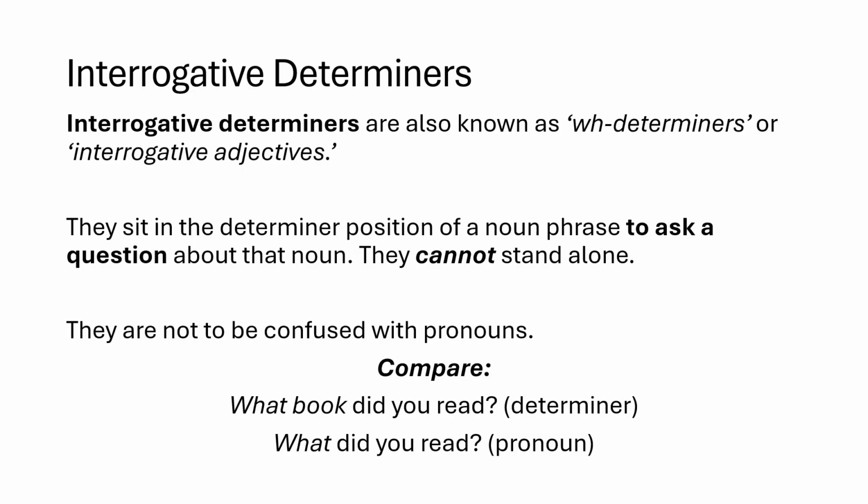A quick test to tell whether a WH word is acting as a determiner, modifying a noun, or a pronoun, standing alone, replacing the noun, is to check, is there a noun right after it? What book did you read? Yes, it is a determiner. What did you read? No, it stands alone. It is a pronoun.